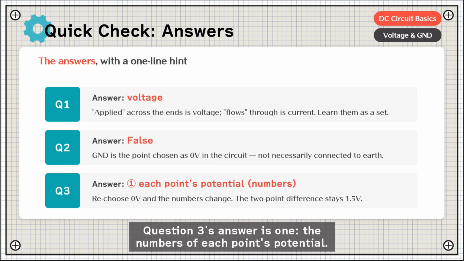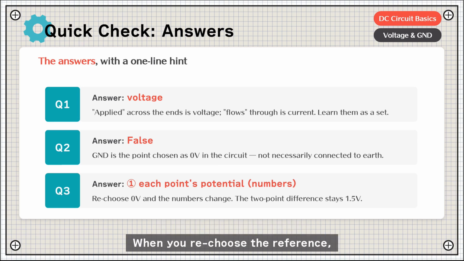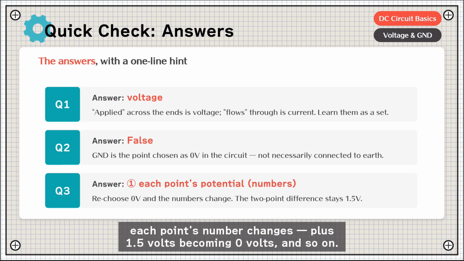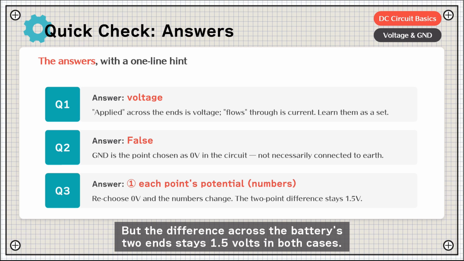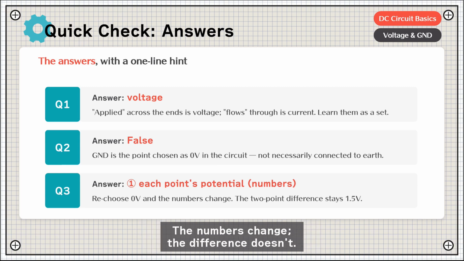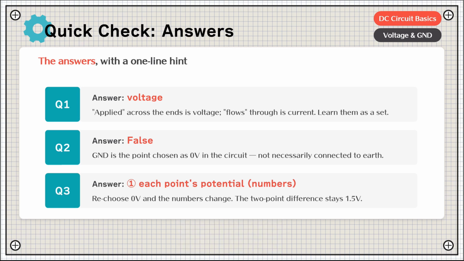Question 3's answer is 1. The numbers of each point's potential. When you re-choose the reference, each point's number changes, plus 1.5 volts becoming 0 volts, and so on. But the difference across the battery's two ends stays 1.5 volts in both cases. The numbers change, the difference doesn't. How many did you get? Go back over any you missed.